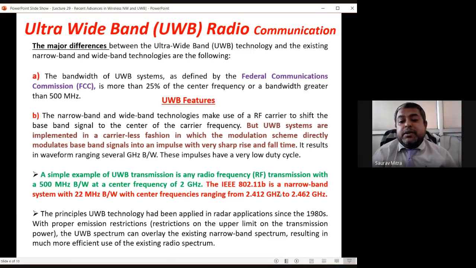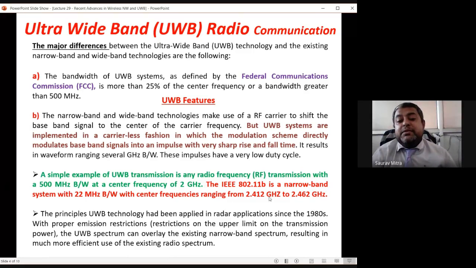So IEEE 802.11b, which is a narrowband system, has 22 megahertz bandwidth and center frequencies ranging from 2.412 gigahertz to 2.462 gigahertz. Okay, so there's a difference between narrowband and wideband. Ultra wideband has a bandwidth of 500 megahertz and a center frequency of 2 gigahertz, whereas the narrowband wireless frequency has a bandwidth of 22 megahertz.